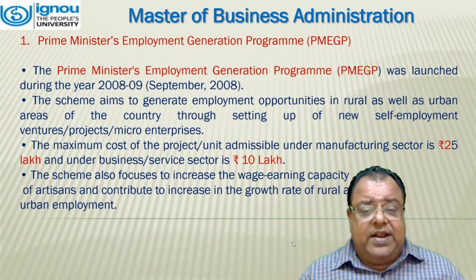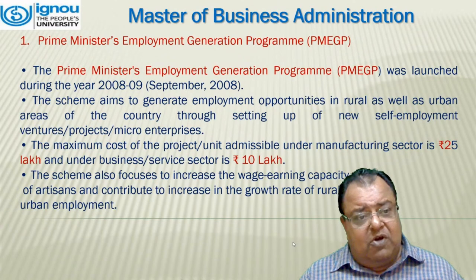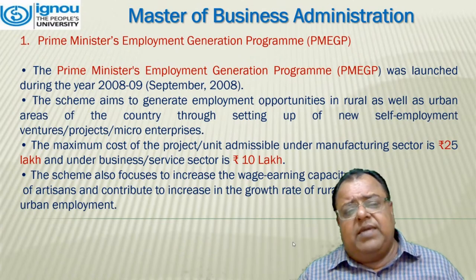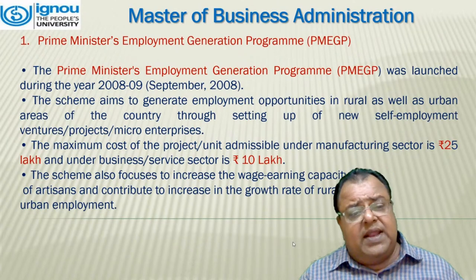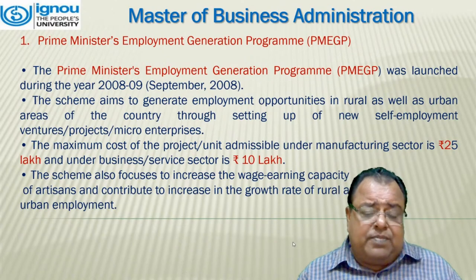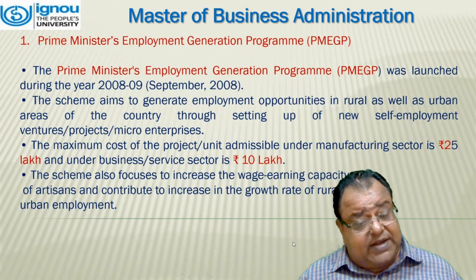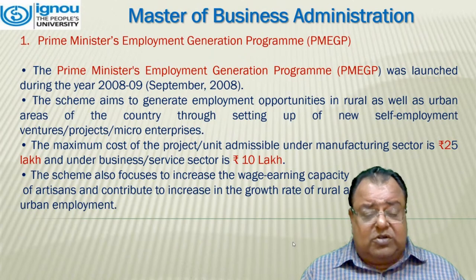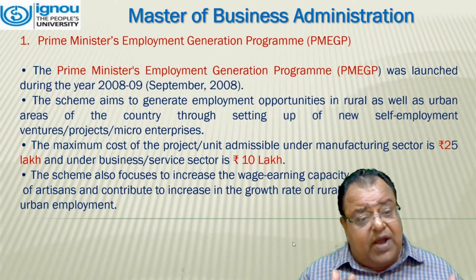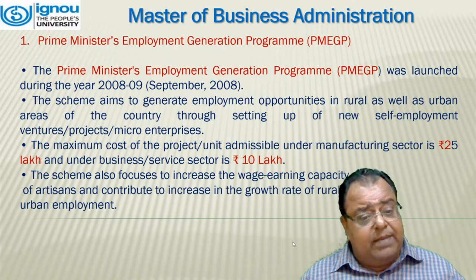Prime Minister's Employment Generation Programme, that is PMEGP. The Prime Minister Employment Generation Programme was launched during the year 2008-09, to be specific, in September 2008. The scheme aims to generate employment opportunities in rural as well as urban areas of the country through setting up of new self-employment ventures, projects, and micro enterprises. The maximum cost of the project or unit admissible under the manufacturing sector is rupees 25 lakhs, and under the business or service sector it is 10 lakhs. The scheme also focuses on increasing the wage earning capacity of artisans and contributing to an increase in the growth rate of rural and urban development and employment.